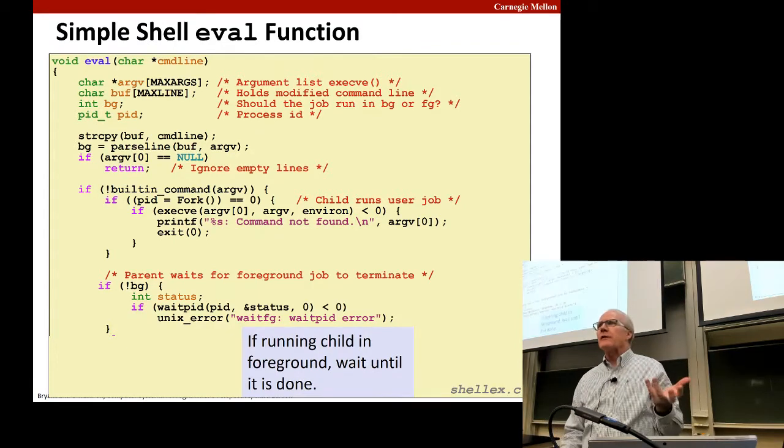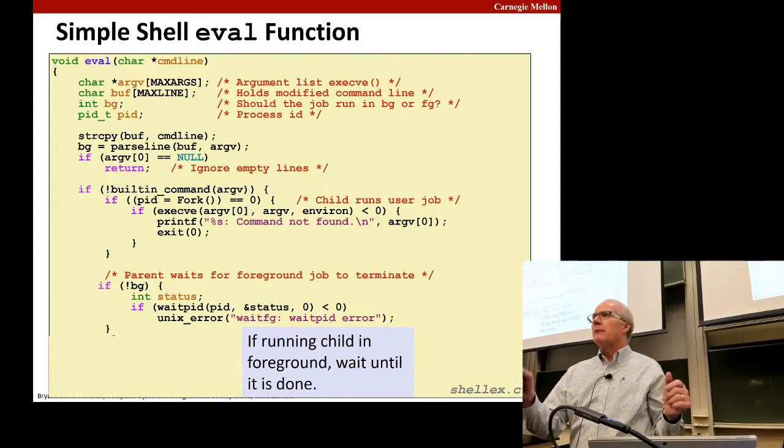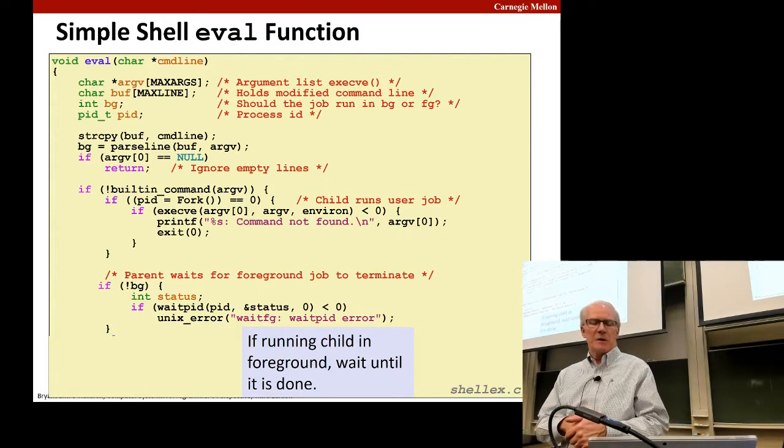But now we have this choice of, is this going to be a foreground or a background process? A foreground is the default, but for a background process, if you put an ampersand at the end of the command line, you're saying, I want to execute this command, but I don't want to wait until it's done. I want you, the shell, to come back and be able to do more commands.